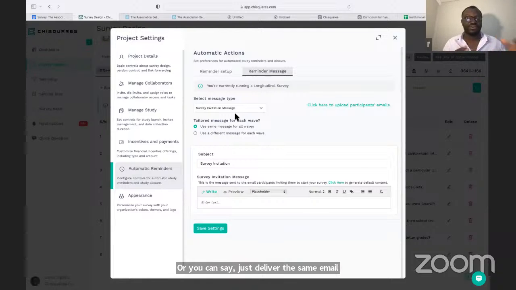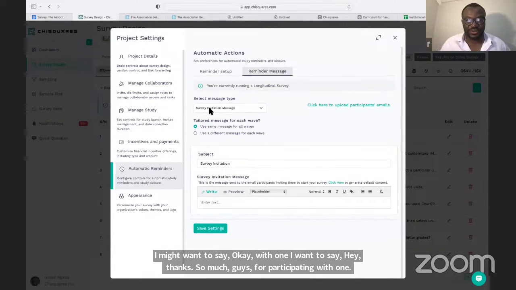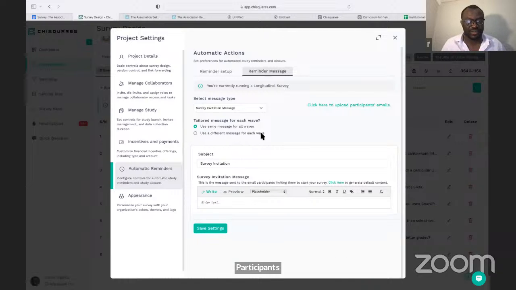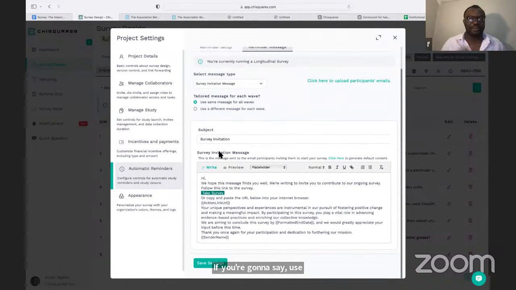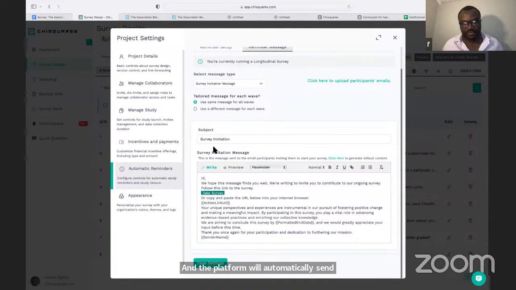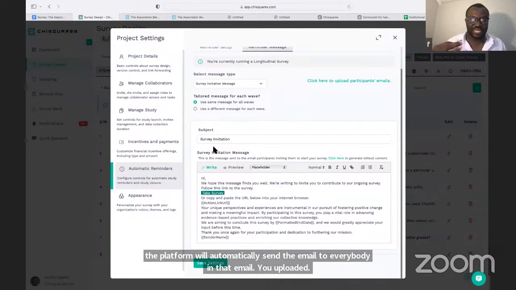So I might want to say, okay, wave one, hey, thanks so much, guys, for participating in wave one, but I want to customize the messages for each wave. So when you upload emails for participants, you have the option to say, use the same message for all waves, or use different messages for each wave. If you use the same message for all waves, you can just click here to generate the content, and the platform will automatically send the emails to everybody in the email list you uploaded. Whether it's 10,000 emails or 1 million emails, the platform will send messages.